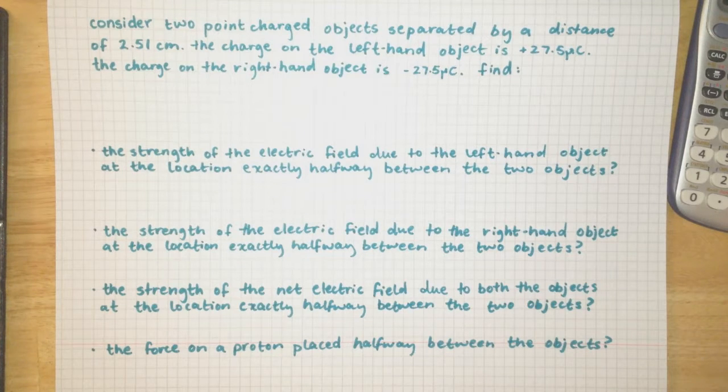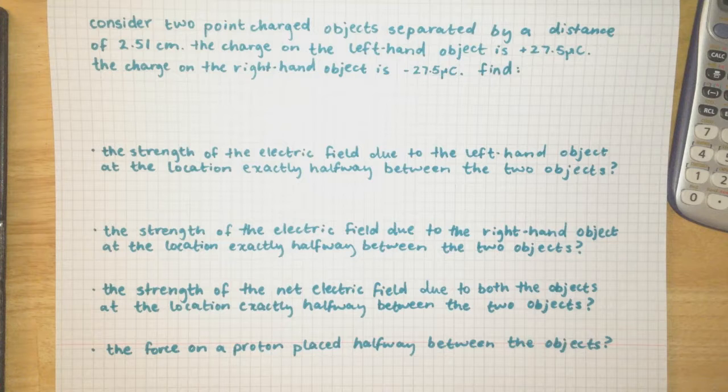Consider 2 point-charged objects separated by a distance of 2.51 centimeters. The charge on the left-hand object is positive 27.5 microcoulombs. The charge on the right-hand object is negative 27.5 microcoulombs. And they have given us 4 different scenarios.